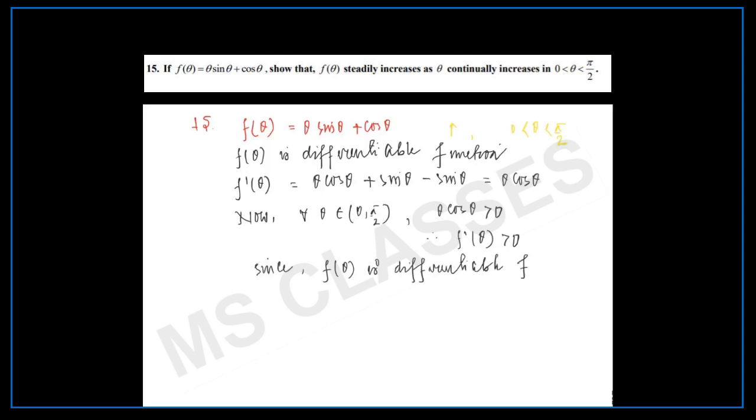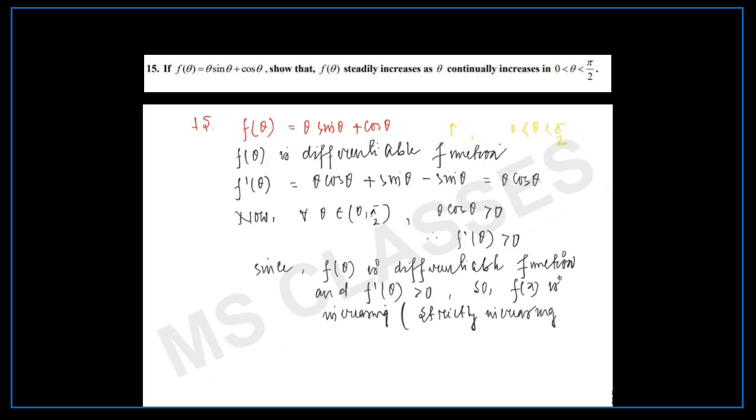function and f dash theta greater than 0, so f is increasing. Here we could say even strictly increasing. It is a strictly increasing function.